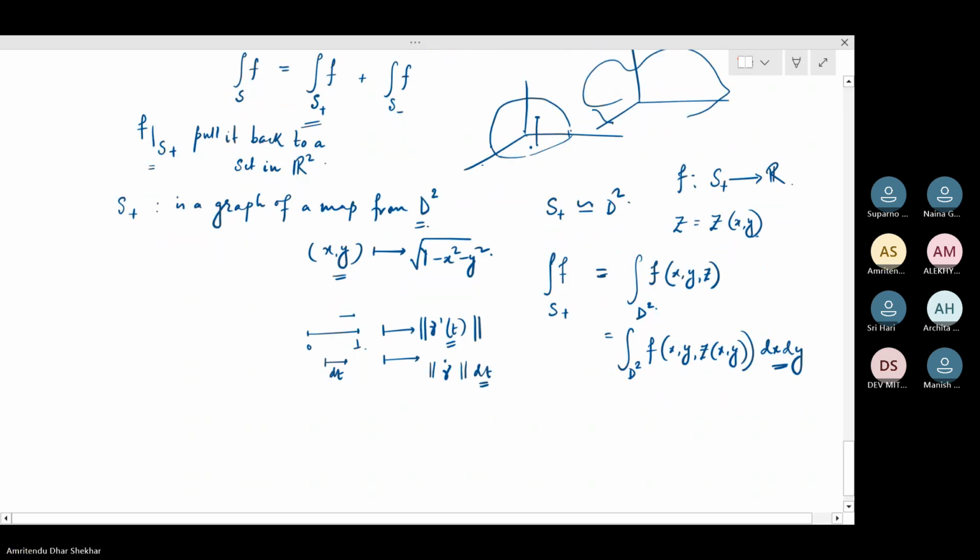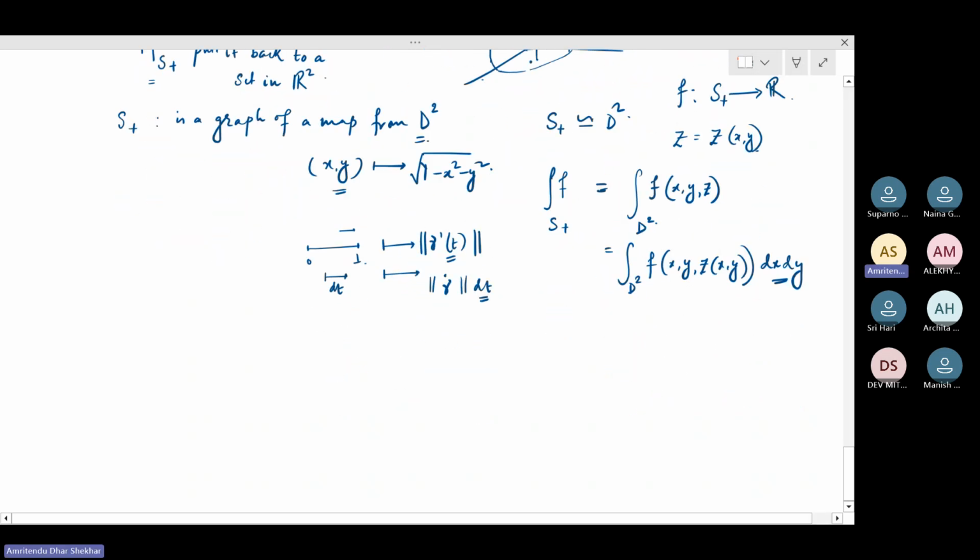Of course, you no longer have just an interval. You now have a subset of R2. So what you do is that, so you have two directions now. There's a direction in which x increases, and there is a direction in which y increases, right?